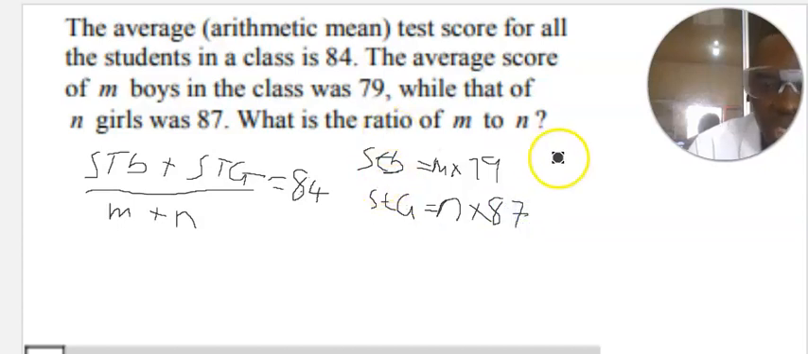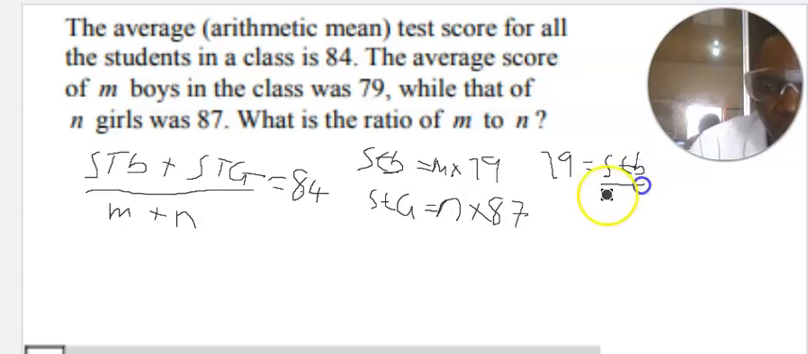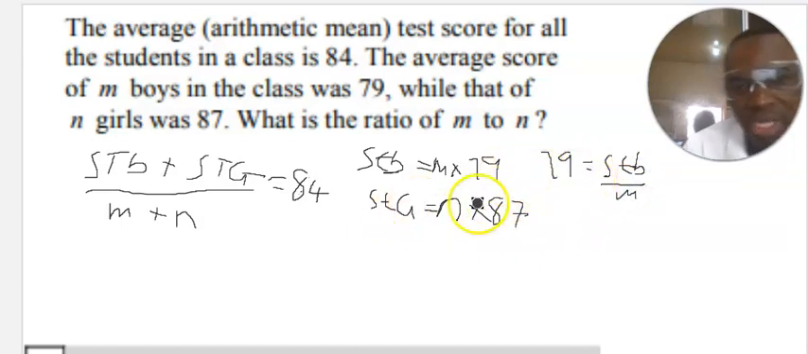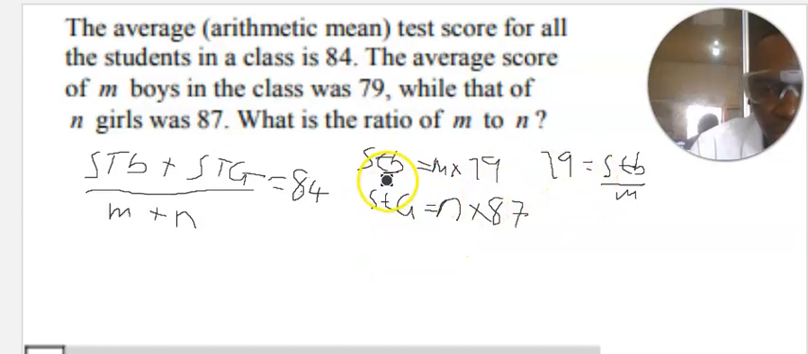Please understand that the mean of this, which is 79, is equal to the sum of the total test score for boys all over M, that's the number of boys. The same goes for the girls. That's what I did to give you this. So now you can see that XTB is 79M and XTG is 87N.